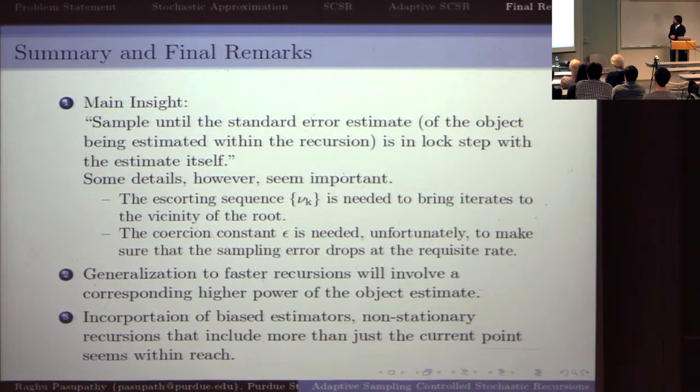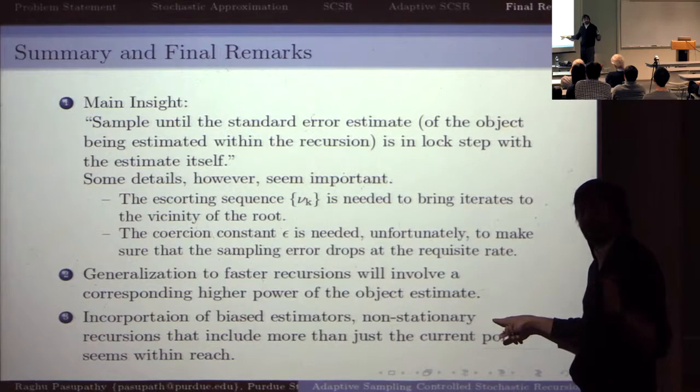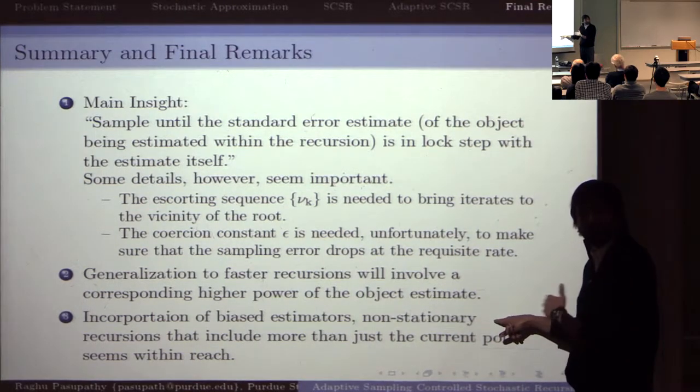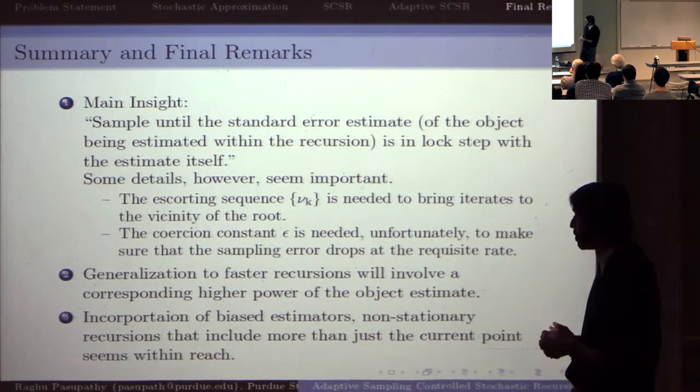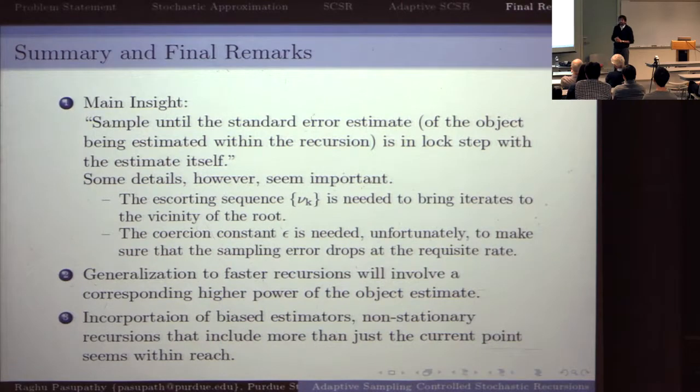Okay. Incorporation of bias estimators, non-stationary recursions. By non-stationary recursions, I mean instead of a capital H, if your recursion itself is varying across iterations, so you have a capital H sub k, it seems like we should be able to do something similar. But the idea is pretty simple. Let's quit there. Okay. Thanks very much.